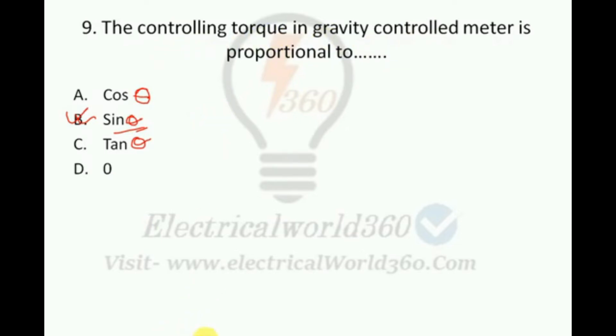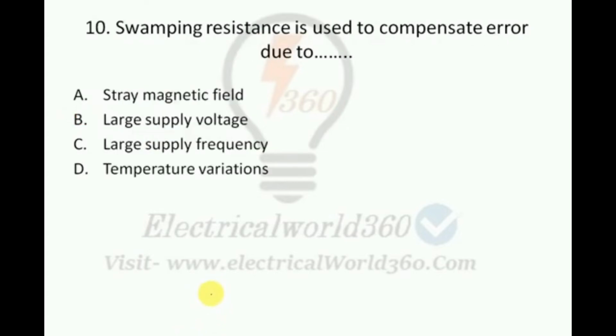Coming to the next question, question number 10. Swamping resistance is used to compensate error due to stray magnetic field, large supply voltage, large supply frequency, temperature variations. So swamping resistances are used to eliminate the effect of temperature variation. So in this case the option number D will be the right answer.